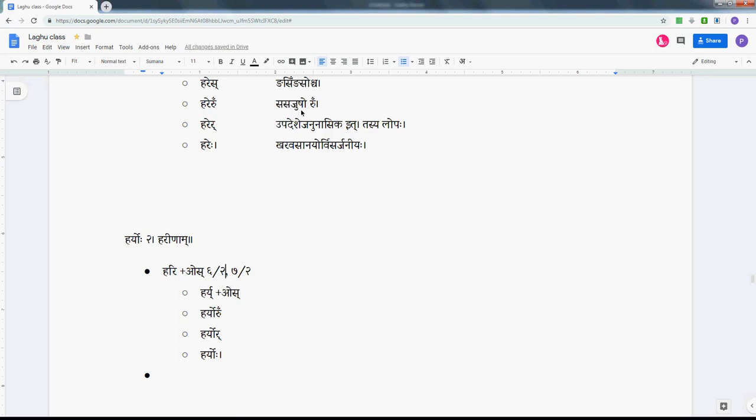I'll not mark the sutras because they are just there. One example back, that's all. So Hari plus am, shashti bahuvachana. So you have to recall all the sutras now, if we can. You have to get Numadesha. Hari. Numadesha. So what will happen?